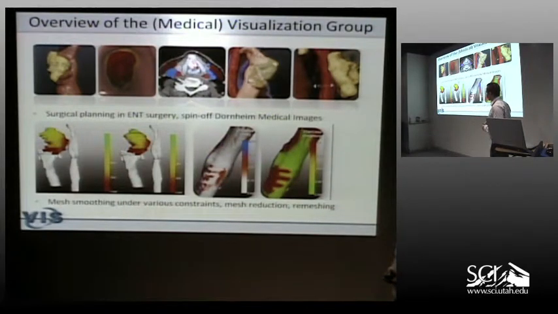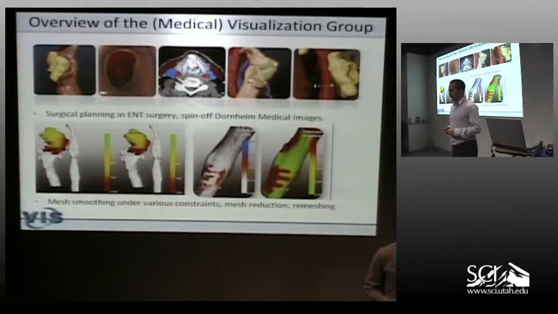We are also interested in mesh processing, mesh smoothing, mesh reduction, and remeshing. That is essential for many of our applications, and we try to develop methods which consider certain constraints. For example, that even after mesh smoothing, certain distance measurements should be correct, because these measurements might be important for treatment planning.